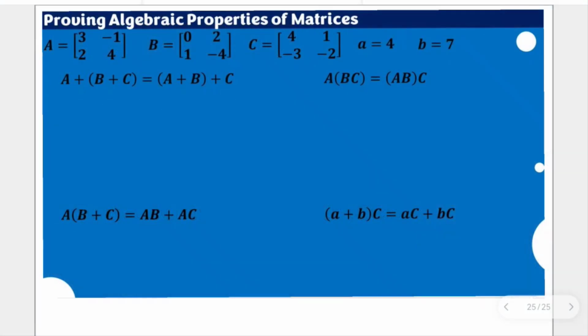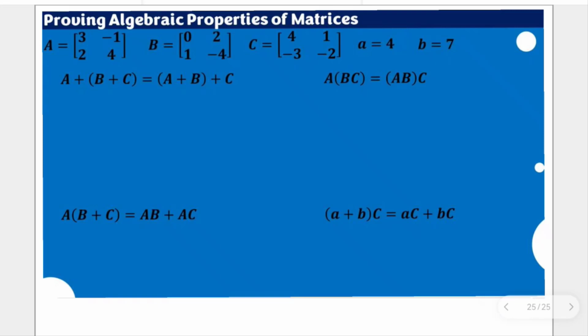Let's prove the following algebraic properties of matrices using the given three matrices A, B, and C and scalar quantities A and B. These properties are actually true, and we are to show a proof using the given matrices. The first one is the associative law for matrix addition, where we add first B and C on the left hand side and add A later, which will be the same as when we add A and B first before C.